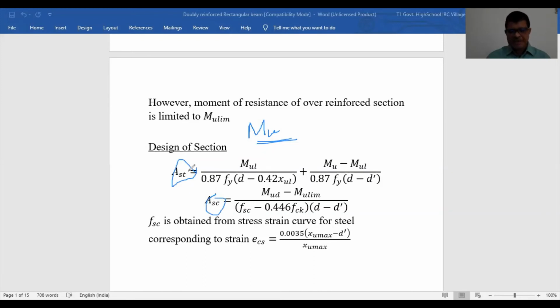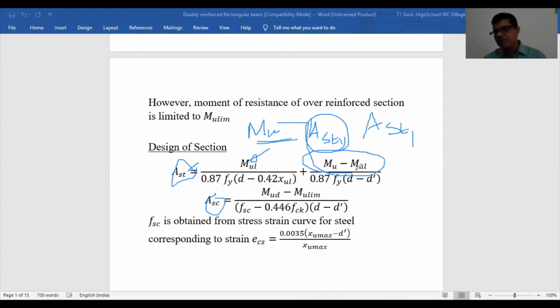Now this area of steel has two parts: AST1 and AST2. AST1 corresponds to the limiting capacity of a single reinforced section. So calculate MU limiting of a single reinforced section, and then MU minus MU limiting is the excess moment, for which you will provide steel both in compression and tension. This will be your AST2. So what is this moment? Moment is equal to force into lever arm.